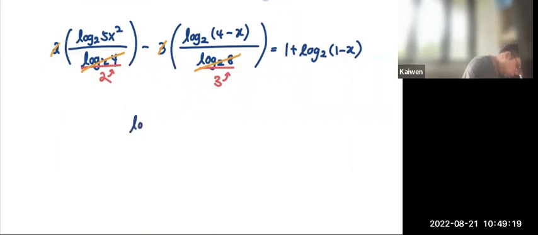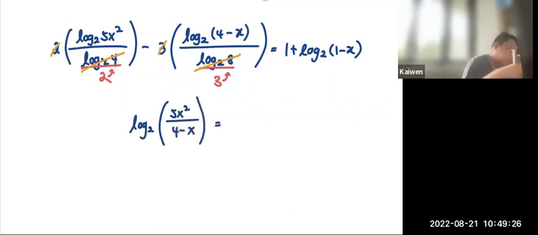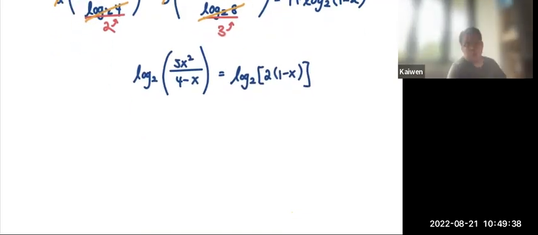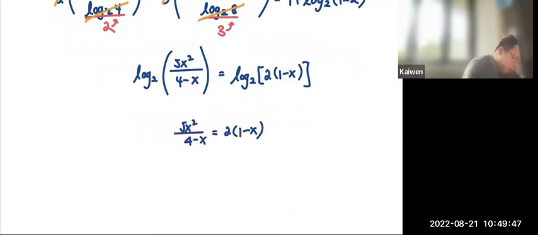So this is log base 2 of 5x squared over (4 minus x) equals, now for the one on the right, there's a 1 down there. I can change 1 to log base 2 of 2 and then combine. So log base 2 of 2 times (1 minus x). And we're done. Both sides contain a log base 2, so we can cancel. So 5x squared over (4 minus x) equals 2 times (1 minus x). The rest of the question you can do yourself.